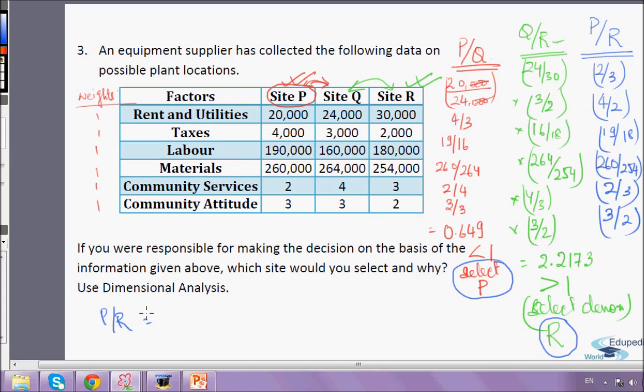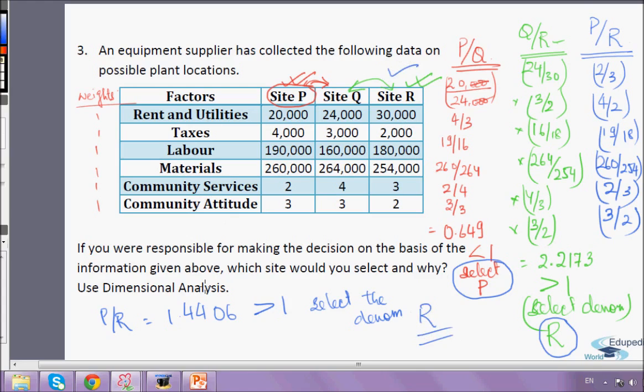So when you calculate the value of P over R, the ratio of the last values here, it is in fact more than 1. It's going to be 1.4406, greater than 1. When it is greater than 1, we select the denominator, and in our case here the denominator is R. So now again we select R.